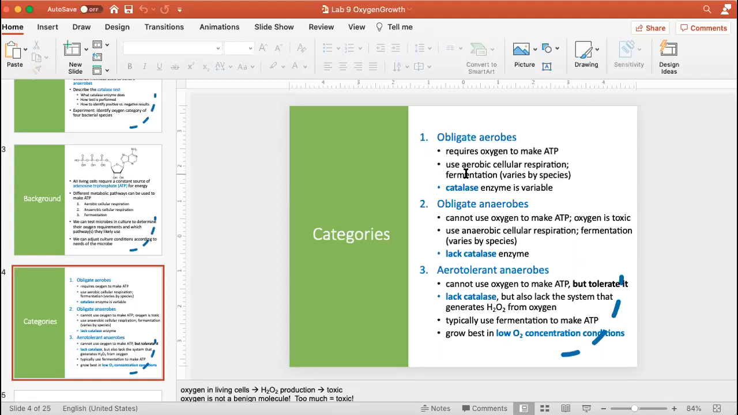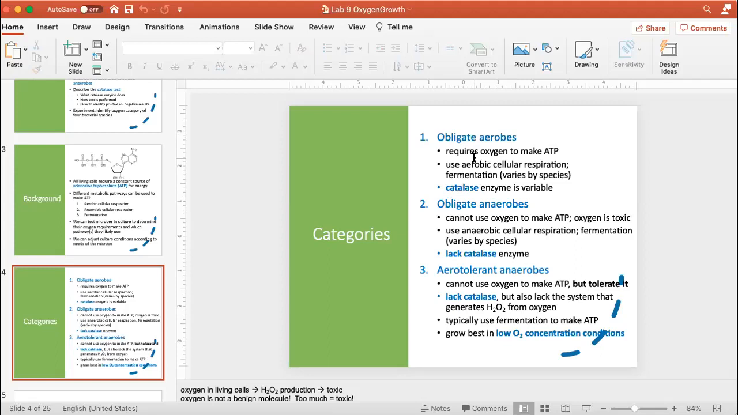The catalase enzyme is usually present in the cells of an obligate aerobe because they're using oxygen. There are also oxygen byproducts found in the cell, and they can be toxic. So catalase is the enzyme that helps break those byproducts down.